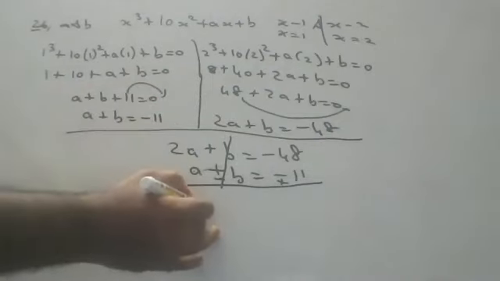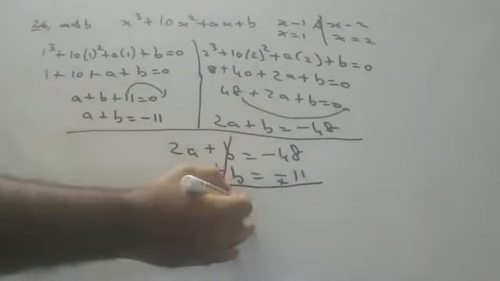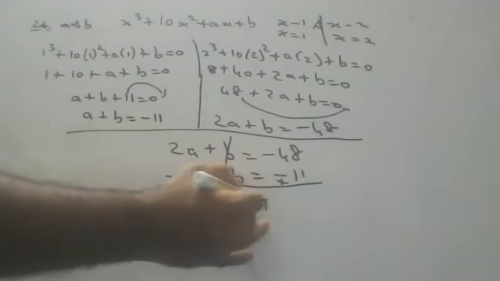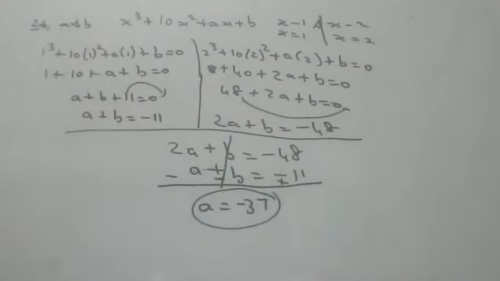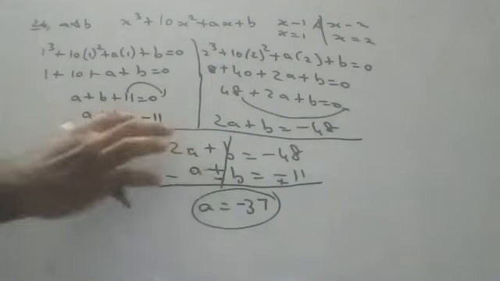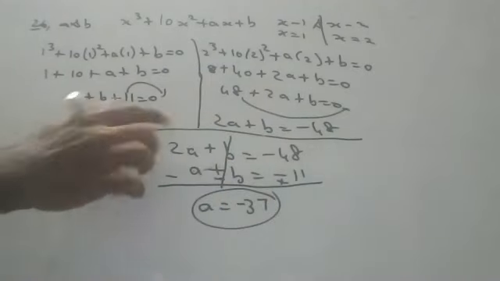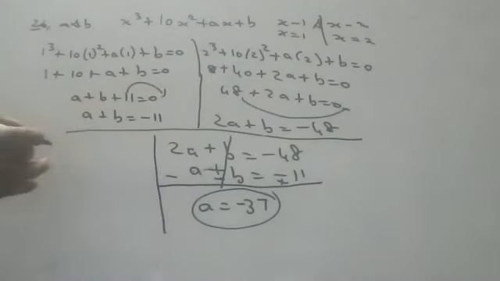2a minus a is a. 48 minus 11 is how much, children? 37. The bigger number has the minus sign, so a is equal to minus 37. Please check, children. Oh, nice, wonderful answers we are getting. Now substitute this here or here, your wish. Here I will substitute because this is small, no? Easy. I'm substituting here, children.